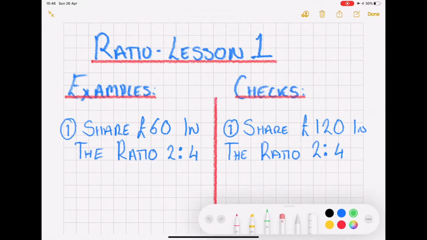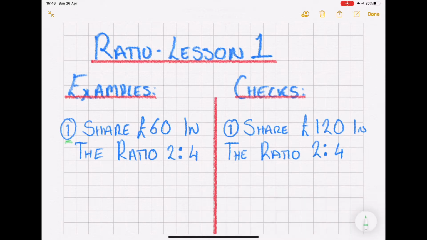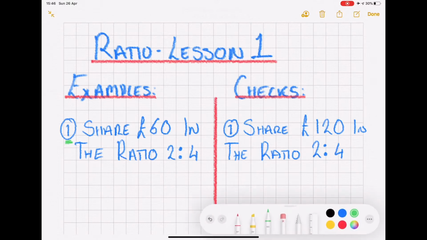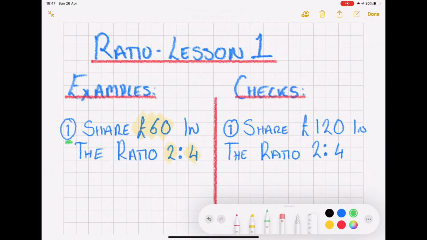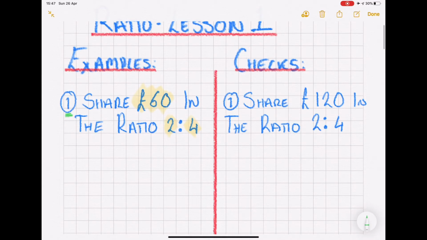So let's look at that first example on the left hand side. Share £60 in the ratio 2 to 4. So we're sharing £60 in the ratio 2 to 4, and that means we're sharing it in 2 parts to 4 parts. So the first thing I'm going to do is find out how many parts we have in total. And I'm doing that by adding 2 plus 4 gives us 6 parts.